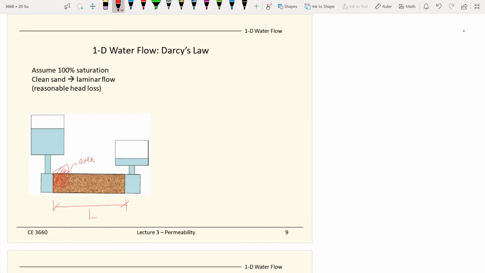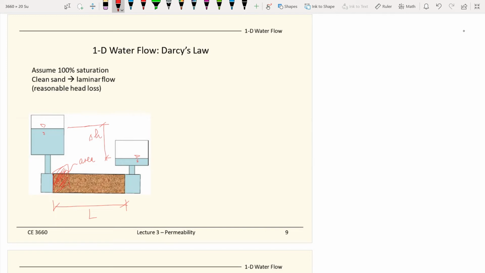And you also have a water hydraulic gradient that gives you a water head to drive the water through the soil samples. And we assume this is a 100% saturated clean sand sample, so everything only flows through laminar flow.